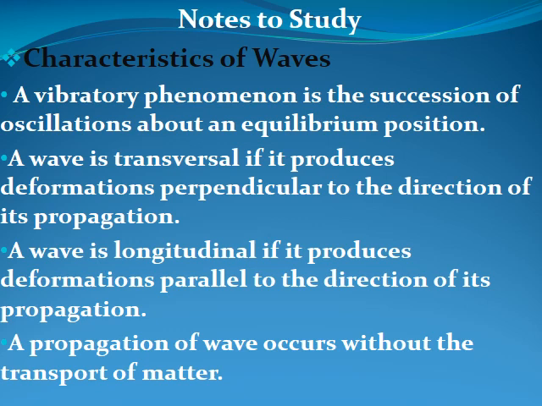You have to know that a vibratory phenomenon is a succession of oscillations about an equilibrium position. These notes are about the characteristics of waves. A wave is transversal if it produces deformation perpendicular to the direction of its propagation. So transversal, it's perpendicular. A wave is longitudinal if it produces deformations which are parallel to the direction.